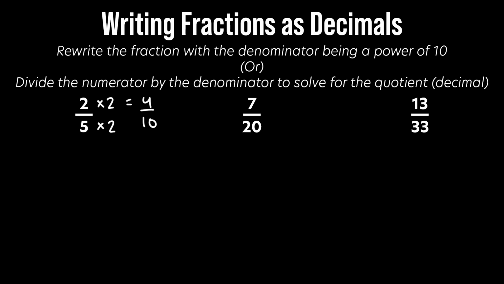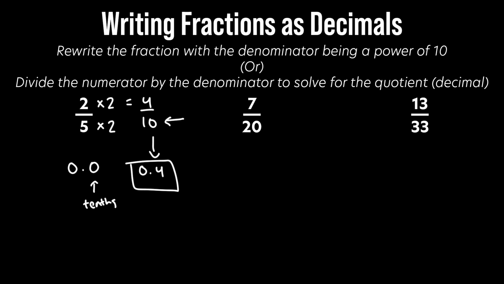Now we know that decimals have place values, and the first place value for decimals is the tenths. And so because our denominator is 10, we know that the numerator will be in the tenths place. So 4/10 is equivalent to 0.4, the 4 being in the tenths place. So that's our answer for the first one. Let's try the second one.